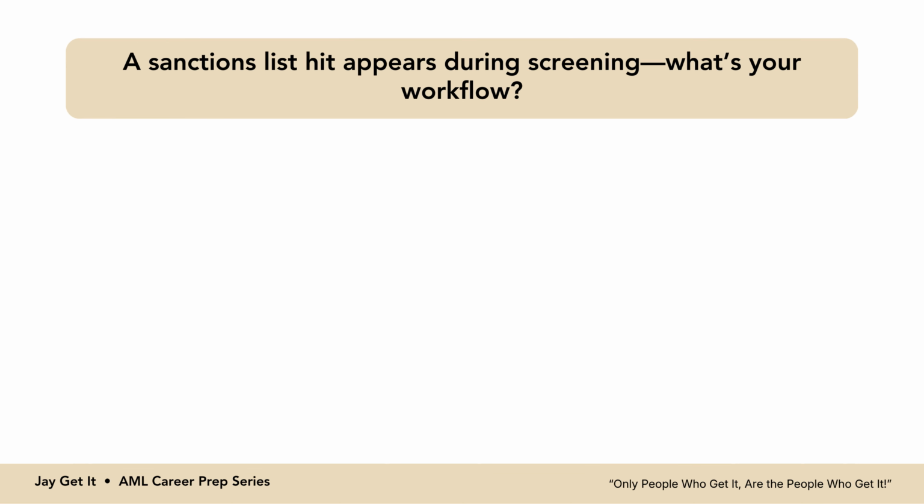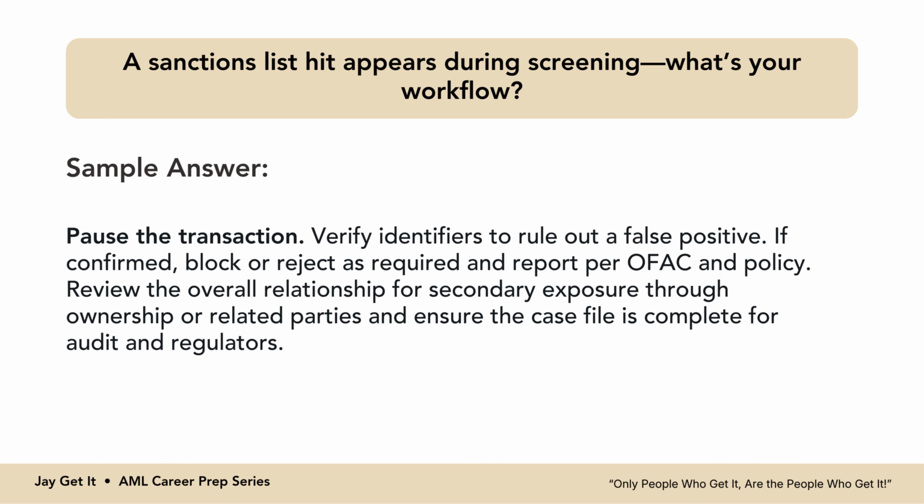Question number 19. A sanctions list hit appears during screening. What's your workflow? Sample answer. Pause the transaction, verify identifiers to rule out a false positive, then block or reject as appropriate and report per OFAC procedures and institutional policy. I also review the overall relationship, assess secondary exposure via ownership, and ensure the case file is complete for audit and regulators.